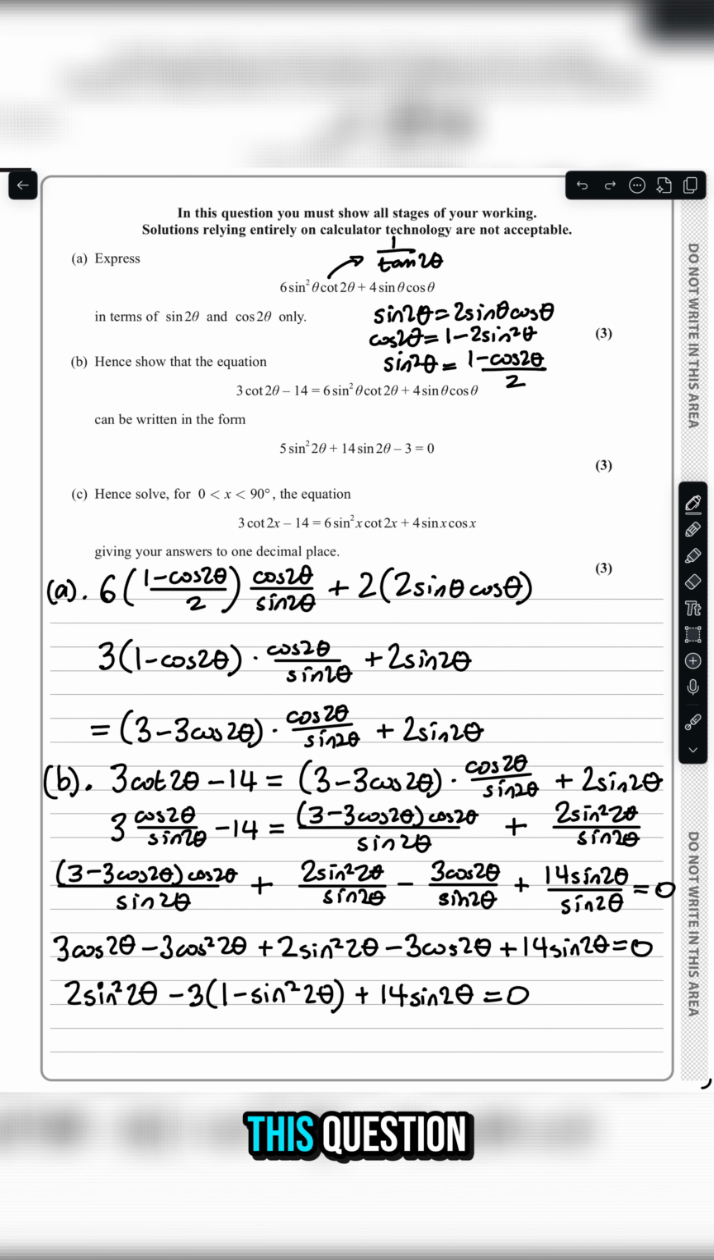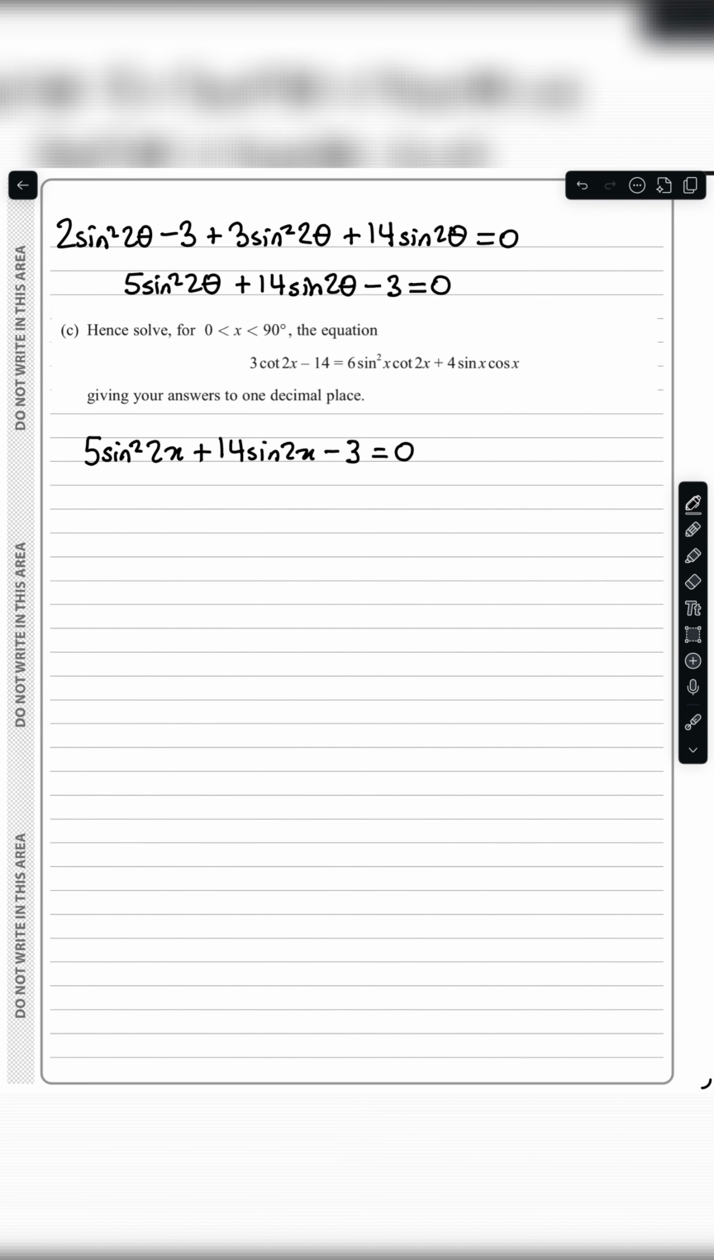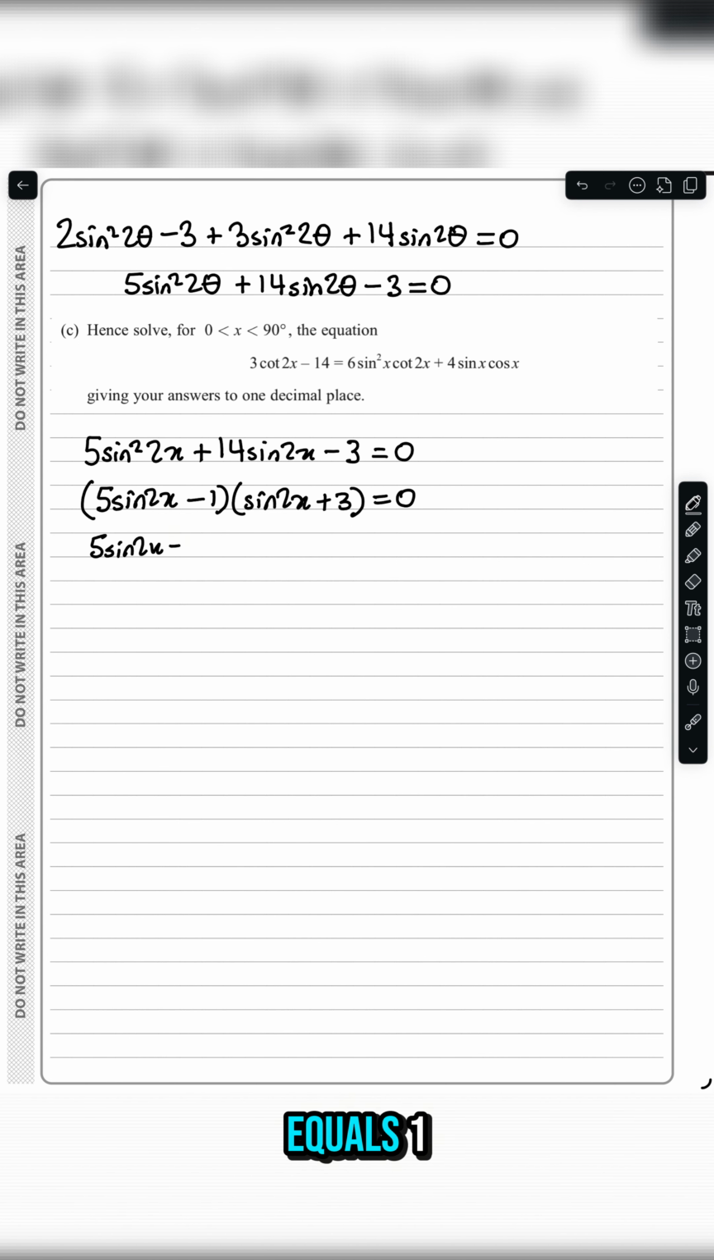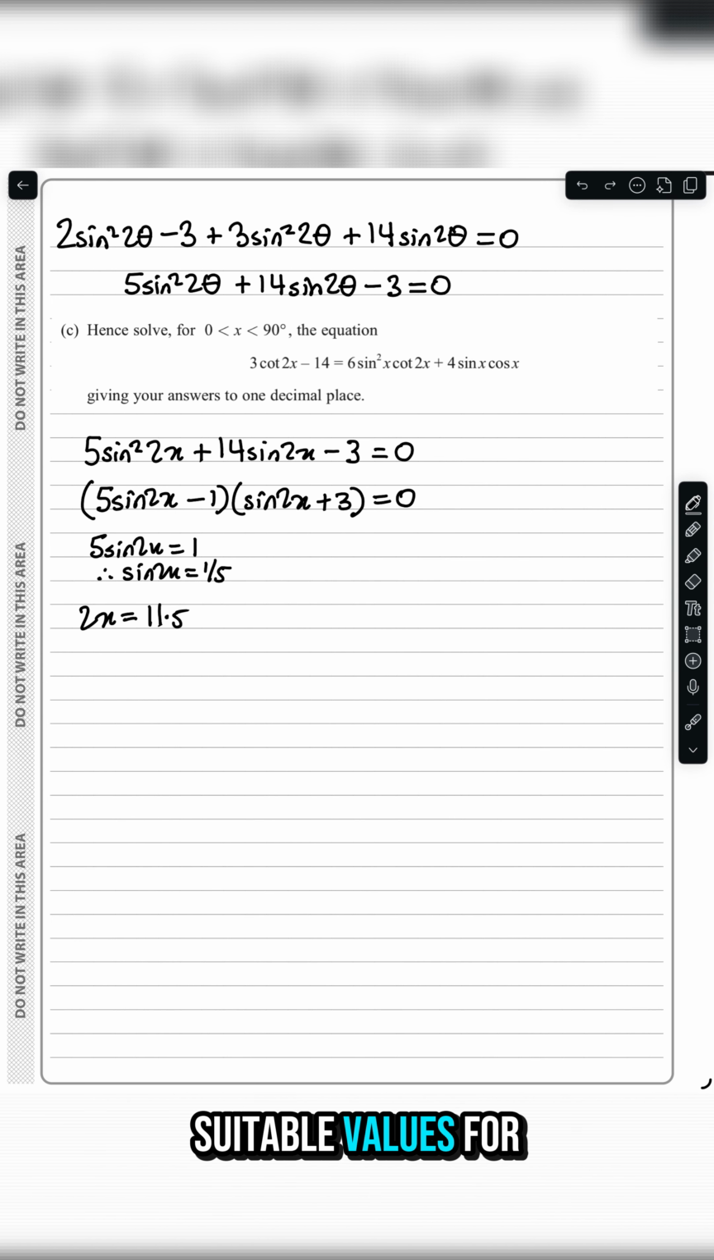And in the final part of this question, we are told to solve this equation, giving our answers to 1 decimal place. So when we factorize this quadratic equation, we have 5 times sine 2x minus 1 multiplied by sine 2x plus 3, and that equals 0. So 5 sine 2x equals 1, therefore sine 2x equals 1 over 5, and so 2x can be obtained by taking the sine inverse of 1 over 5, which is 11.5, and given that the range for x lies between 0 and 90 degrees, we need to double this range in order to get all the suitable values for 2x.